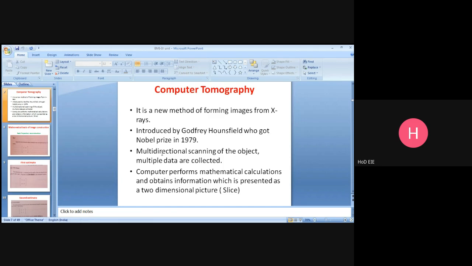Usually here the computer performs the mathematical calculations, and it obtains the information. This information you can present in a conventional form, a two-dimensional picture, or else a slice. That we call a slice.